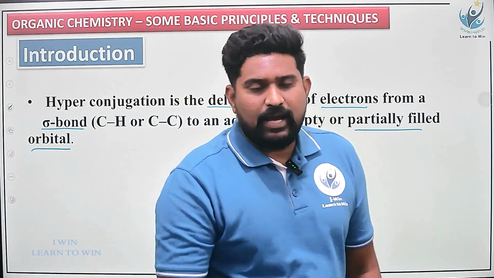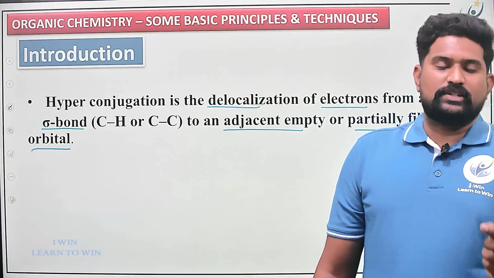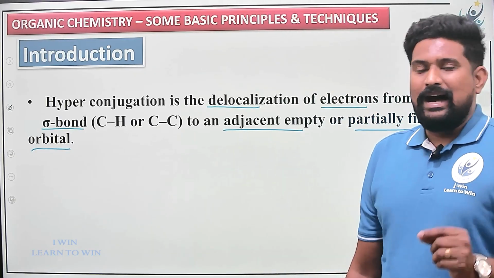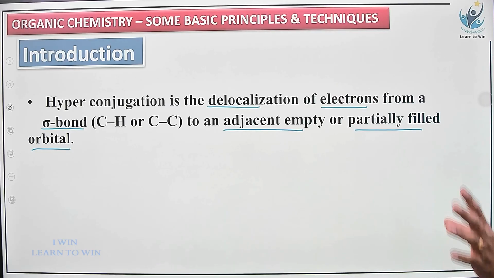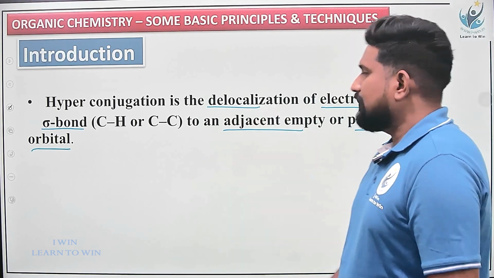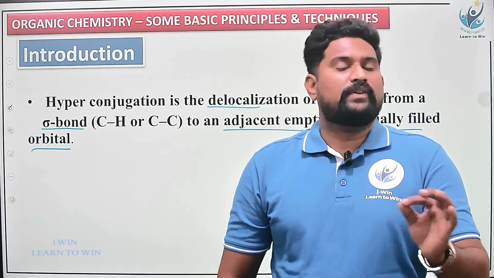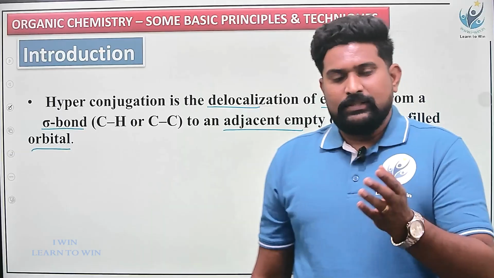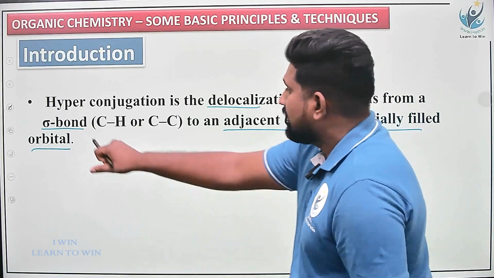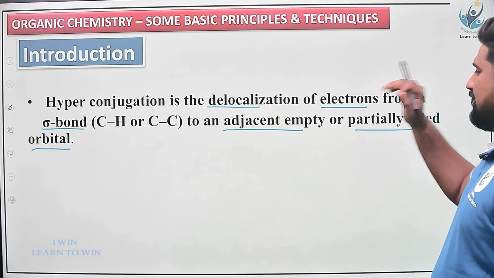Here, the definition is saying that hyperconjugation is a phenomenon in which there is delocalization of electrons of a sigma bond to the adjacent half-filled or empty orbitals. My dear students, delocalization, to understand it very clearly, is like shifting of electrons. Which electrons, my dear student? It is sigma bond electrons, shifted to the adjacent empty or partially filled orbital.